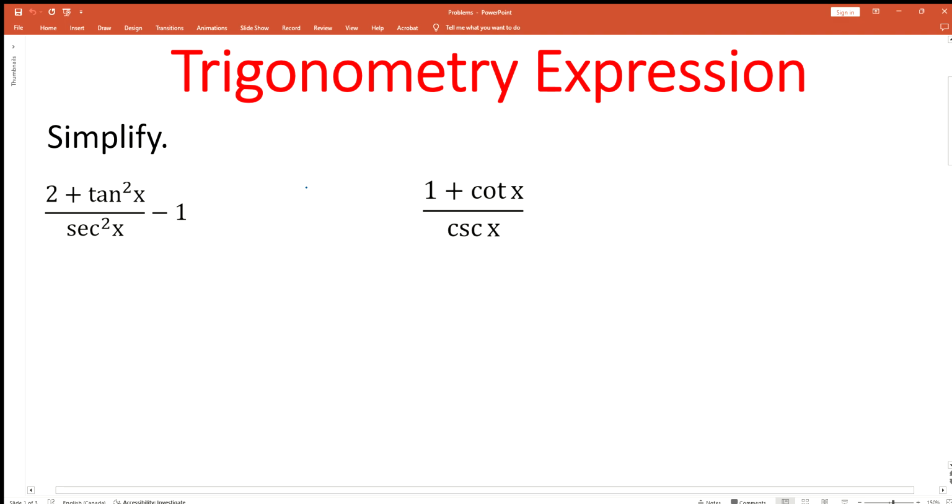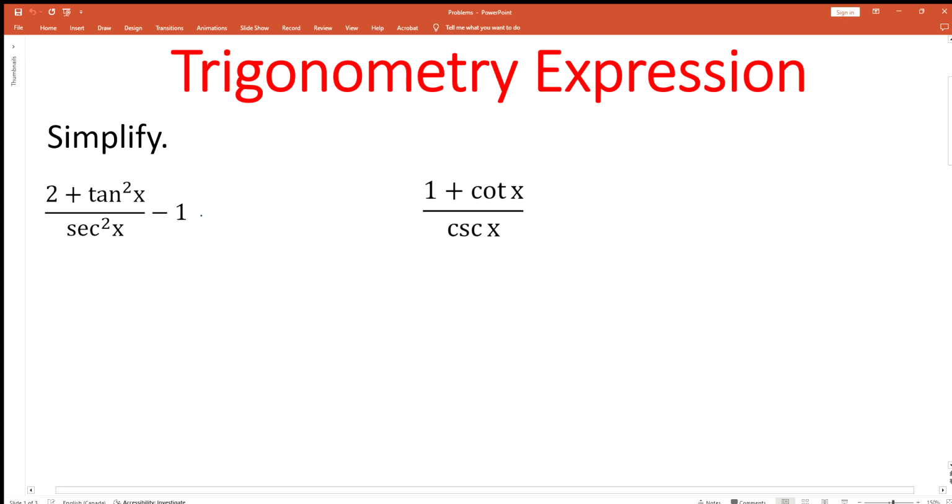In this video, we'll simplify the two given trigonometry expressions. Let's start with the first one, (2 plus tan square x) over secant square x, minus 1. This expression is made up of two terms. The first term is the fraction 2 plus tan square x over secant square x, and the second term is negative 1. We can simplify this expression by combining these two terms.